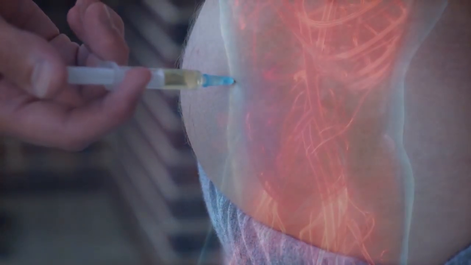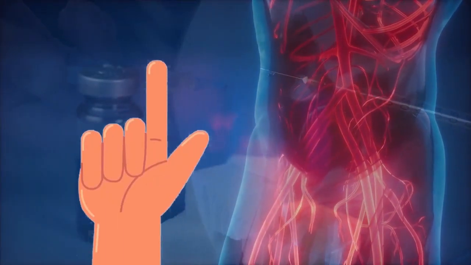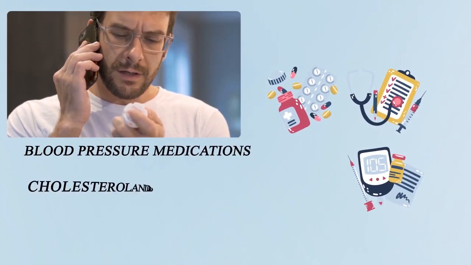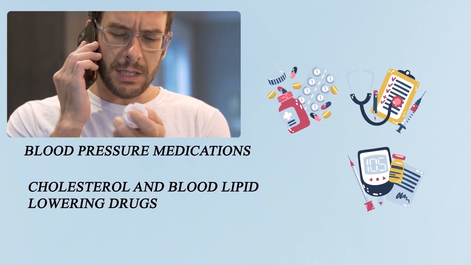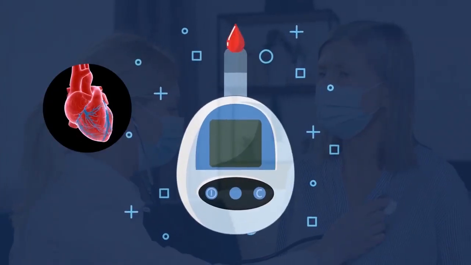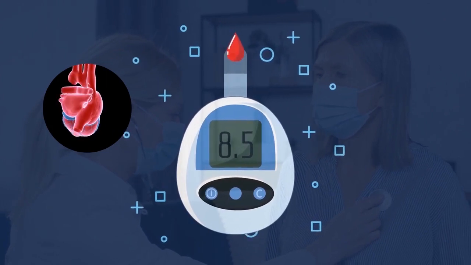Insulin injection and blood sugar monitoring are the most important ways to control type 1 diabetes. The endocrinology and metabolism specialist may also prescribe some medications to prevent the disease from progressing: blood pressure medications, cholesterol and blood lipid-lowering drugs, and aspirin to prevent cardiovascular diseases. People with diabetes are more prone to cardiovascular diseases than others.